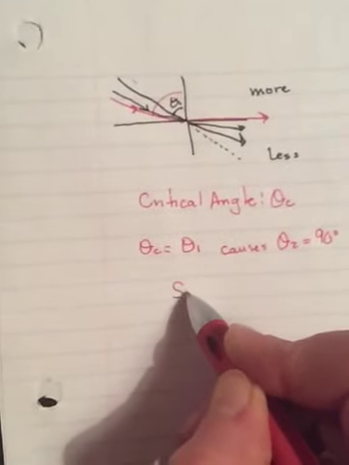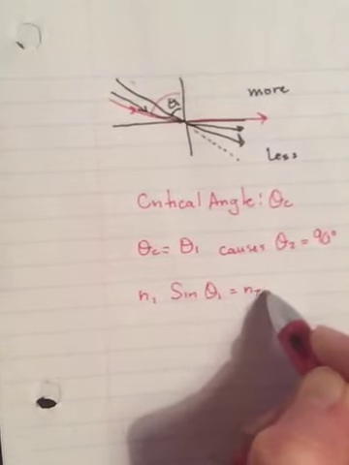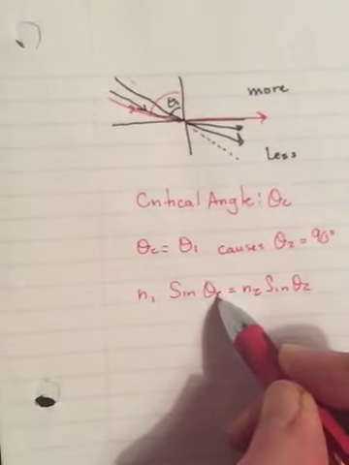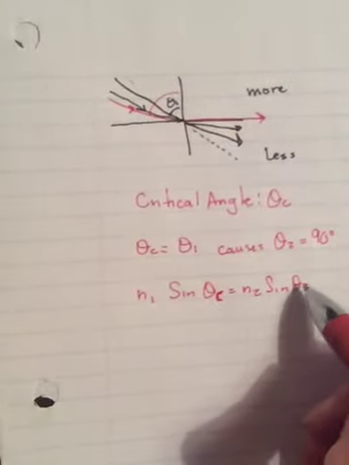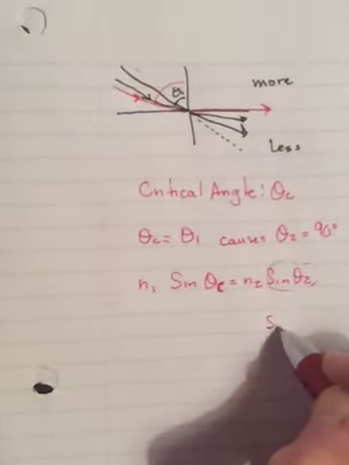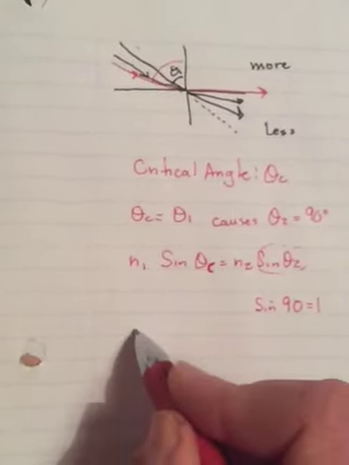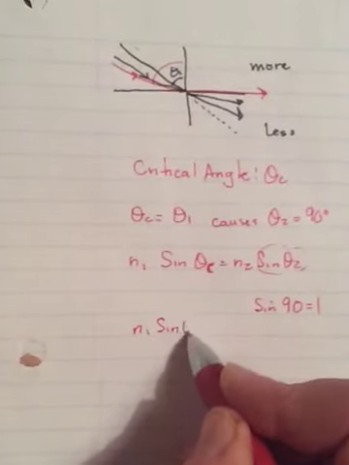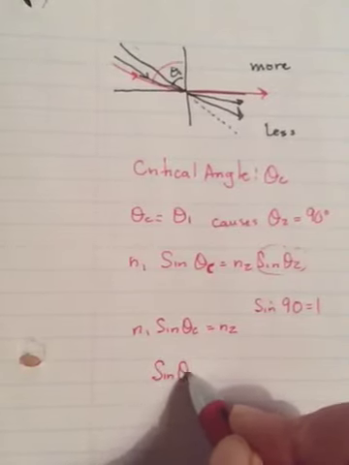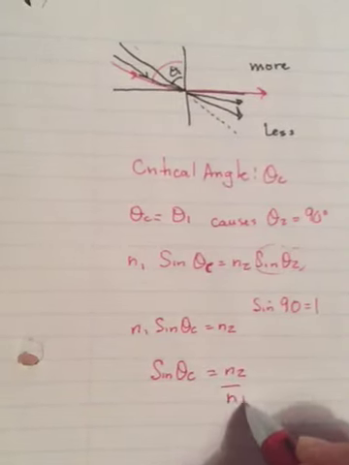And something really cool then happens in Snell's law. So we have n1 sine theta 1 is equal to n2 sine theta 2. And if this becomes the critical angle, you could change this to c. That means this becomes the sine of 90. And if you check on your calculator, the sine of 90 is just equal to 1. So then what you're left with is n1 sine theta c is equal to n2. So the equation for critical angle is sine theta c is equal to n2 divided by n1.